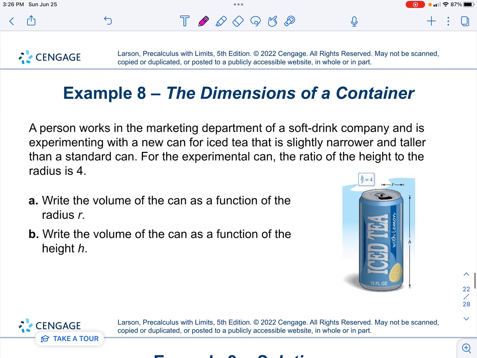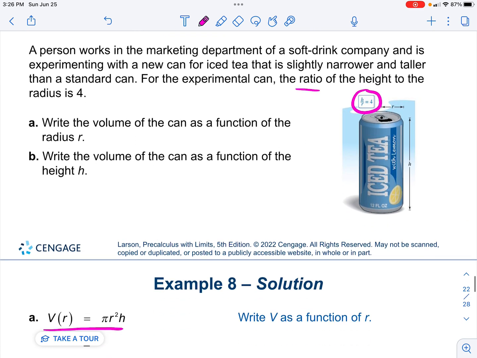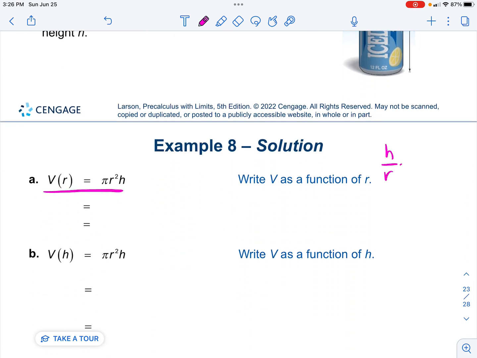So I'm going to go back up here and see what my ratio is. It says the ratio of the height to the radius, so height over radius is going to equal 4. So height over radius is 4/1. If I do cross products are equal, that means h equals 4r. So if I want it to be a function of r, I want h out of there, I'm going to substitute out h for 4r. And if I simplify, I end up with 4 pi r cubed.